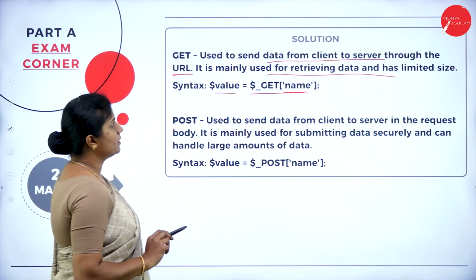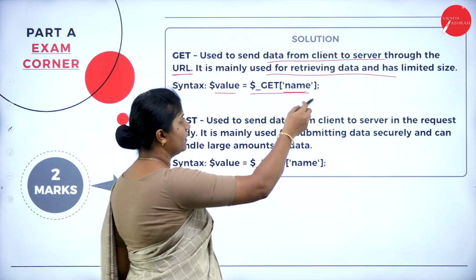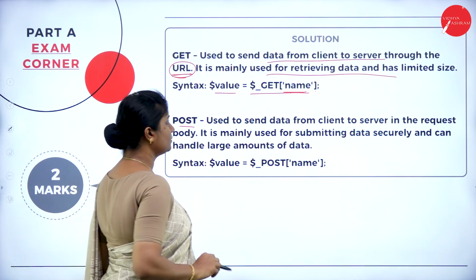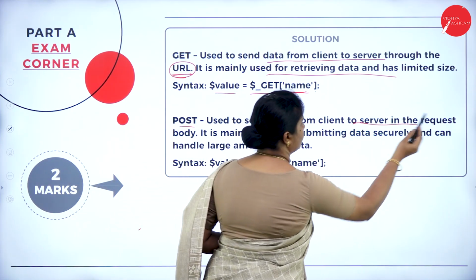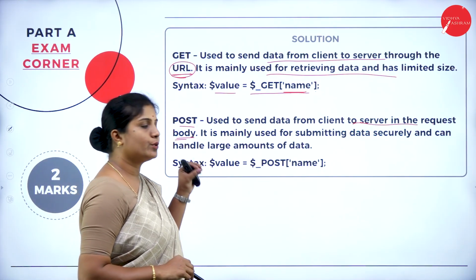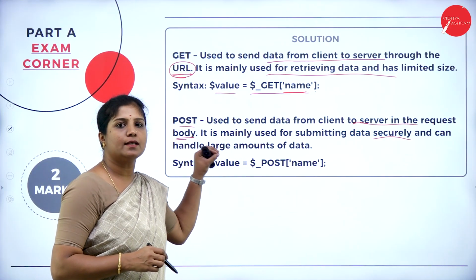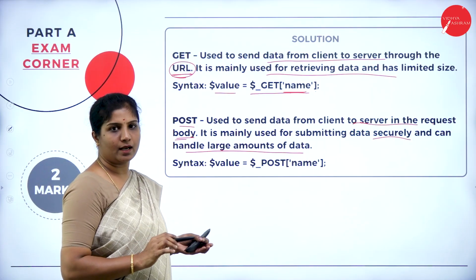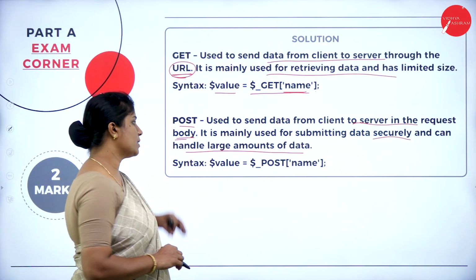So what is the get method going to do? It is going to send the data from client to the server through the URL. Okay. Then post. It is also used to send the data from client to server in the request body. It is mainly used to submit the data securely. In the post method, it sends the data securely and it can handle a large amount of data, compared to get.